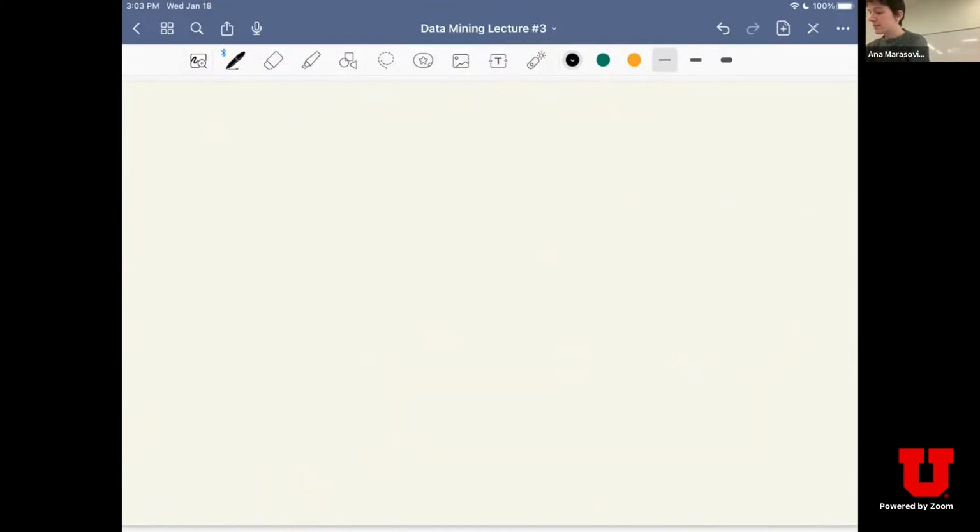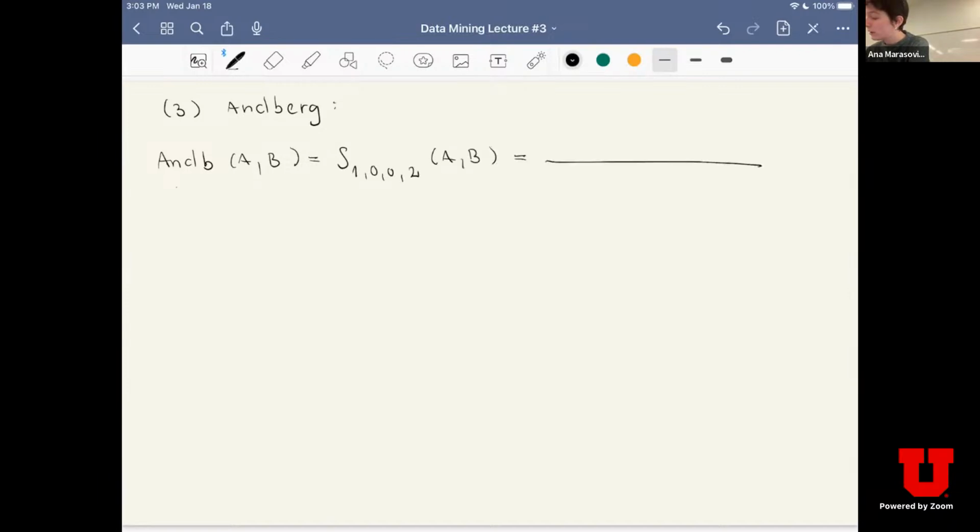Right, let's continue with our examples. The next one is called Andberg. So here we'll have similarity of 1, 0, 0, 2, AB. Plugging them into our general formula will give us 1 times A intersection B, 1 times A intersection B, then 0, 0, so nothing above, and then finally 1 times the symmetric difference B. And again, we'll need to do some set operations to get to the actual formulation that's standard for this similarity.